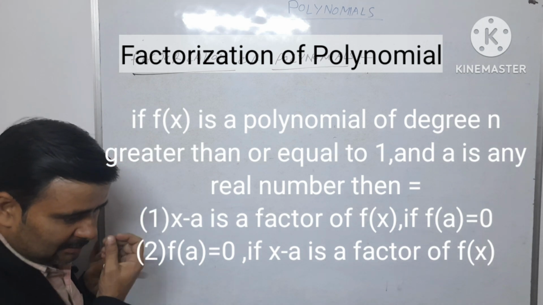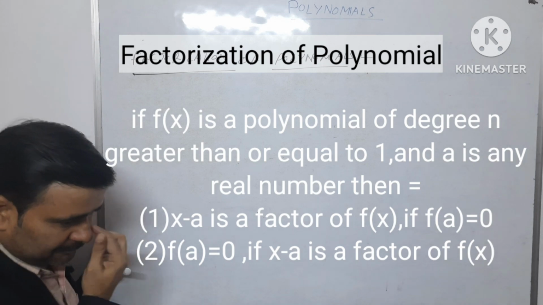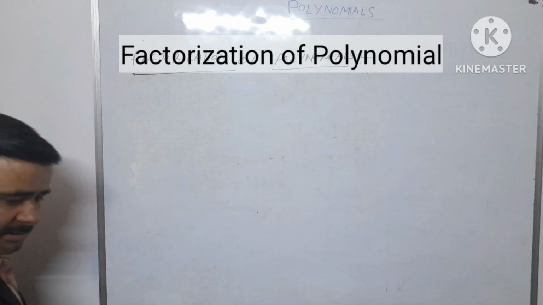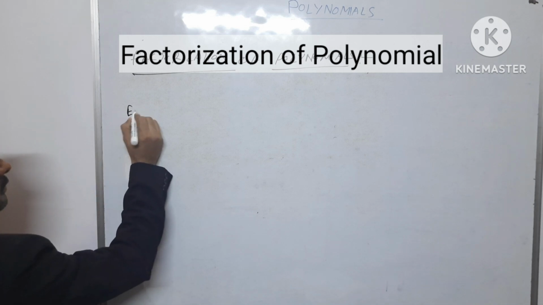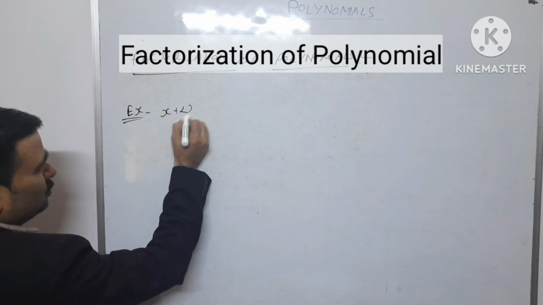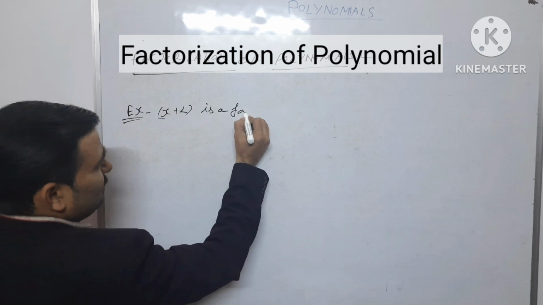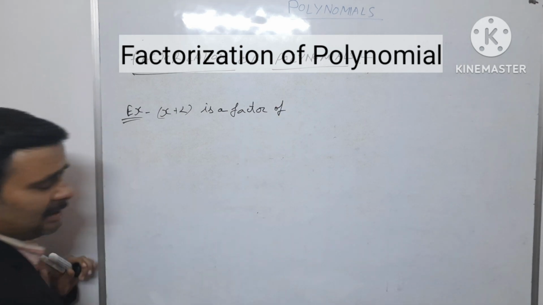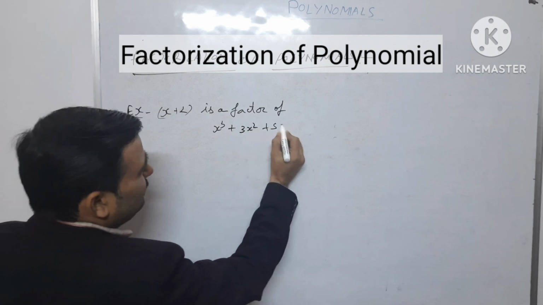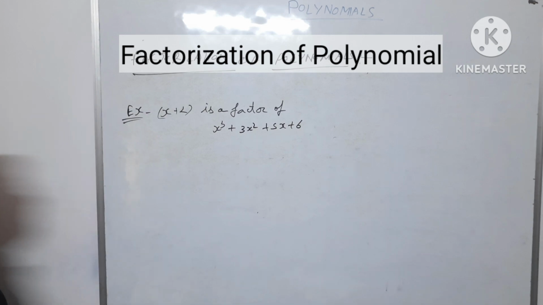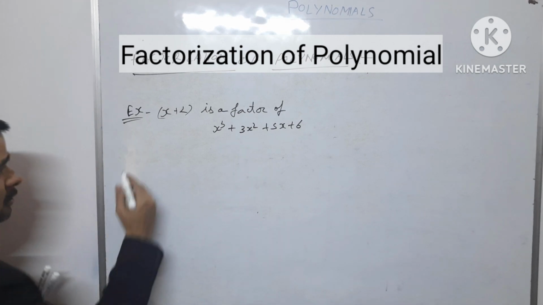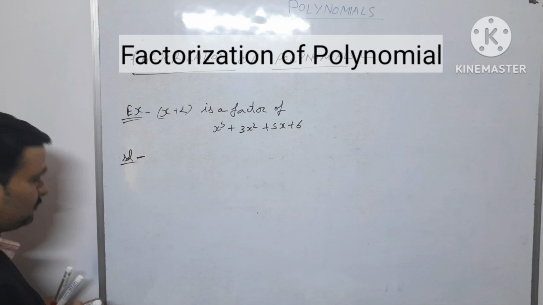Now let's understand this with the help of an example. Suppose we are given x plus 2 as a factor of x cube plus 3x square plus 5x plus 6. We have to find whether x plus 2 is a factor of this term or not. Now we will solve this problem.